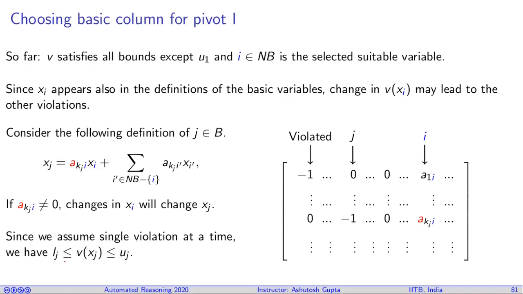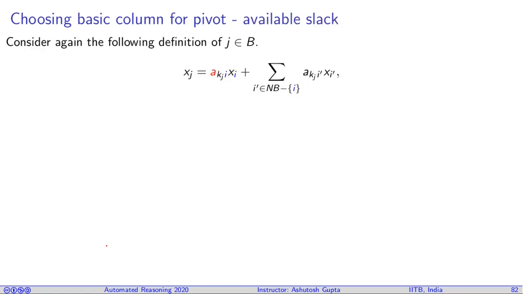But the important thing to observe is that we had the principle of single violation earlier. So at any given time, there is exactly one violation. Because we already have one violation which we're trying to correct, no other basic variable must have a violation. Therefore, the current xj must be within its range. So now we are in this state where we want to make a change in xi, but other basic variables are not letting us move. So let's figure out how much they let us move.